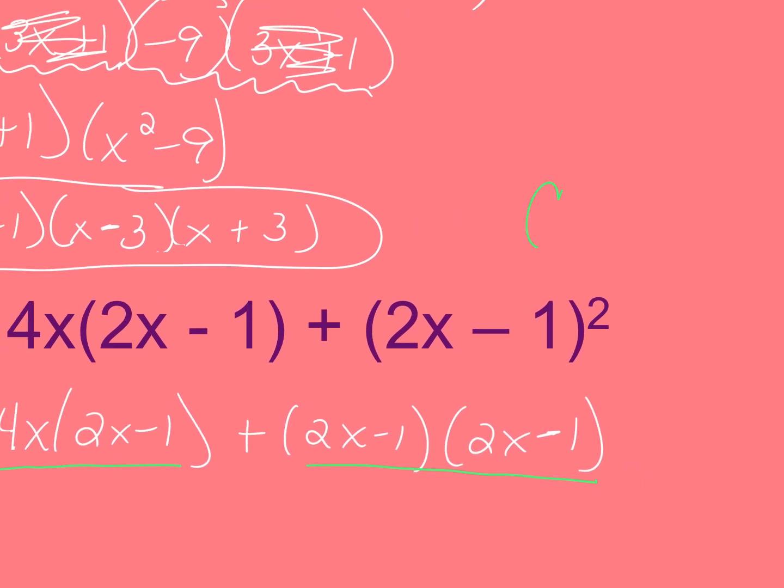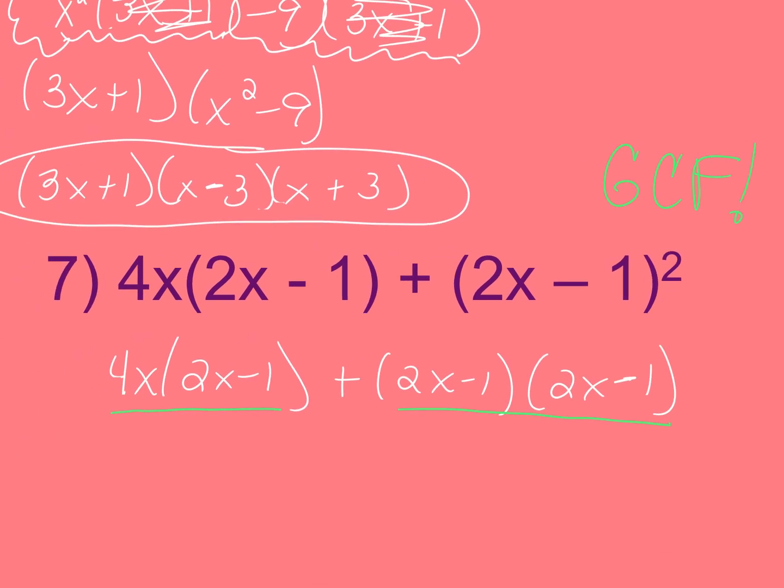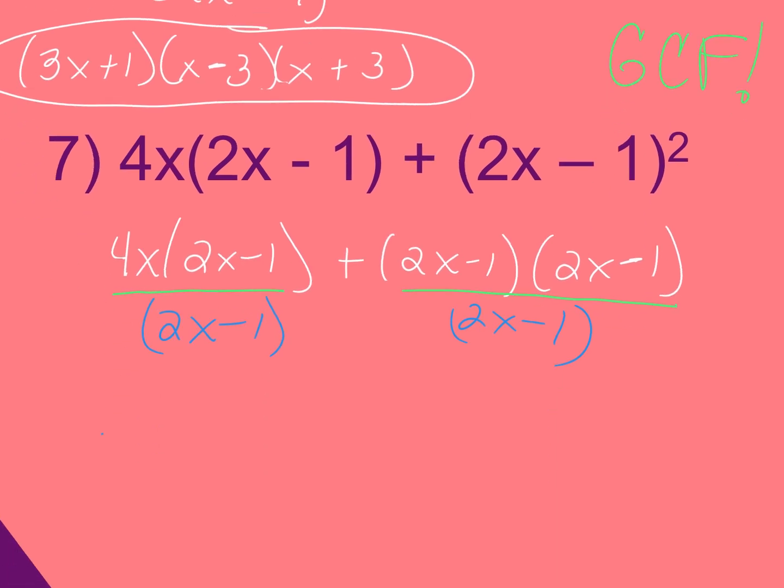What do we look for first, guys? The GCF. Is there a parenthesis that you see that they have in common? Yes, they both have a 2x minus 1. So that's my GCF that I'm going to take out of each of these terms. So we rewrite our GCF in the front one time, and then what happens to my leftovers? They get their own parenthesis. So I'm going to write (4x plus 2)(2x minus 1).